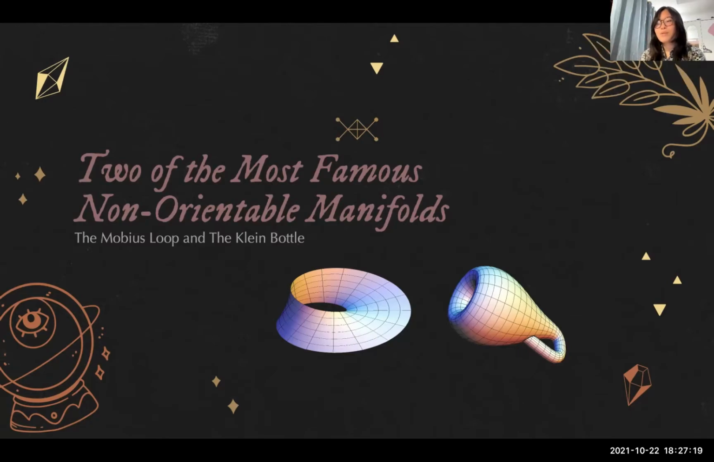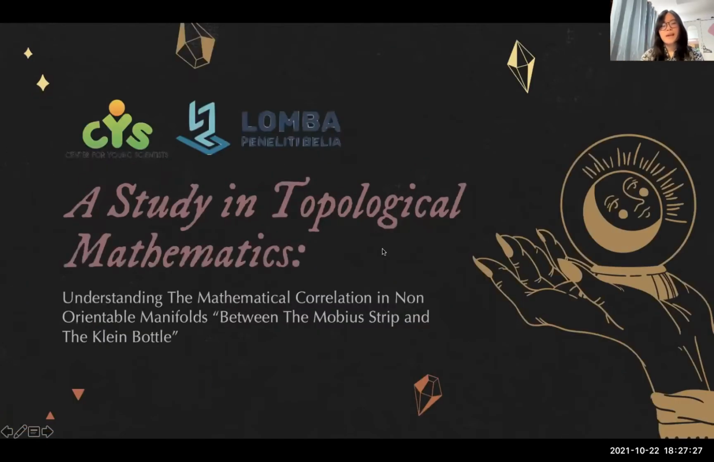These are two of the most famous non-orientable manifolds, and as you may already know, we have the Mobius Strip on the left and the Klein Bottle on the right. And I am Sophia, and I will be assisting you guys through this topological journey.